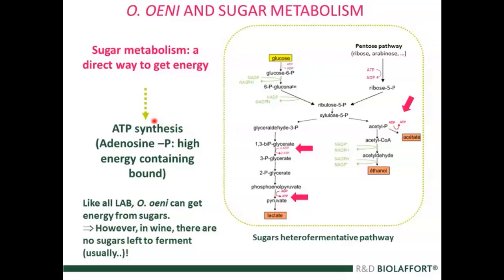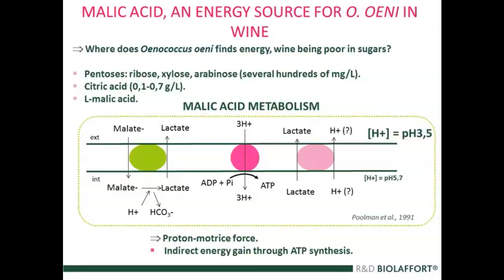How does it do that? Well, malic acid can be an energy source for Oenococcus oeni in wine. Pentose and citric acid can also be energetic sources, but malic acid is one of the main energy sources in wine, but it's an indirect energy source. And let me take a few minutes to explain that a little more in detail to you.